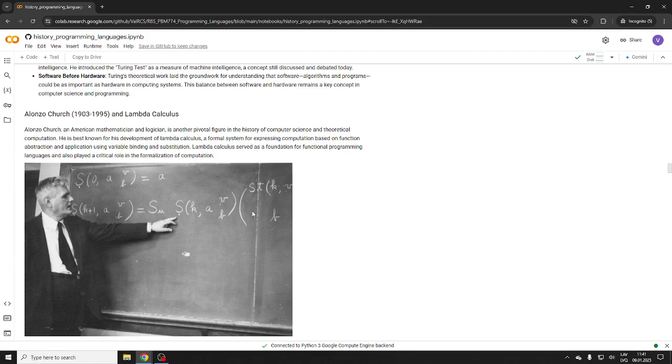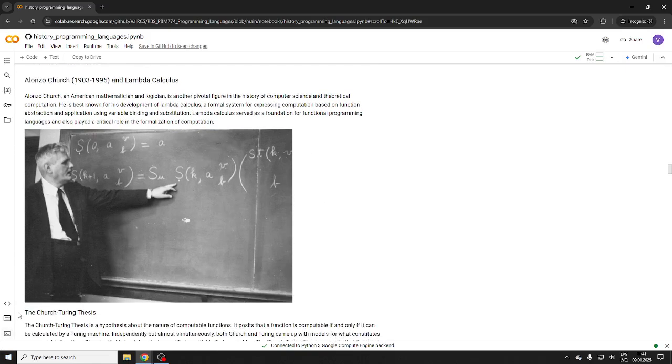His idea was for functions. Basically everything is a function. You make an abstract function, and you can use that to do anything. Or could you do everything? Well, what do you think? Was his idea as good as Turing's? Why not? It turns out they came up with the Church-Turing thesis.